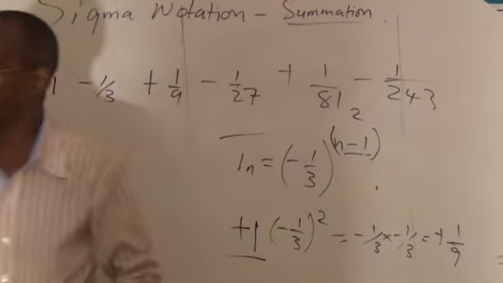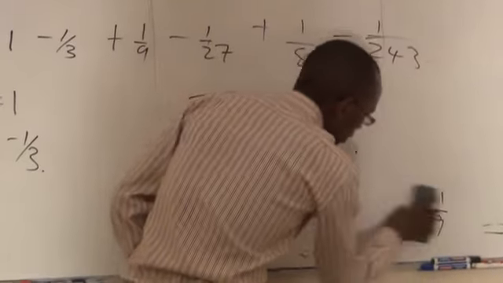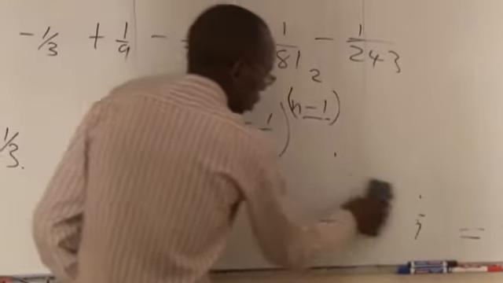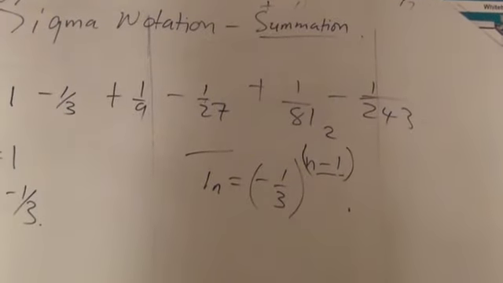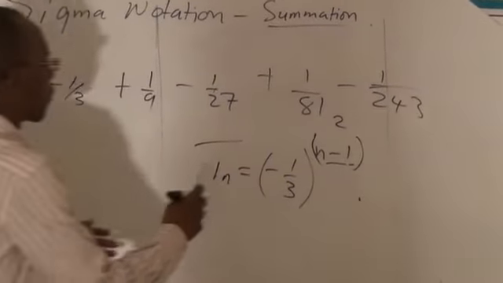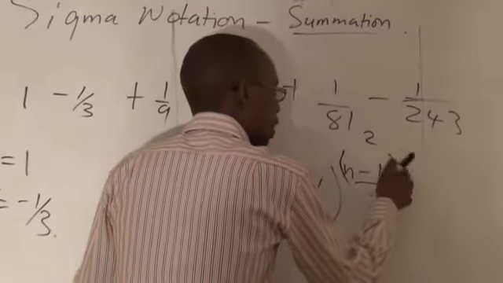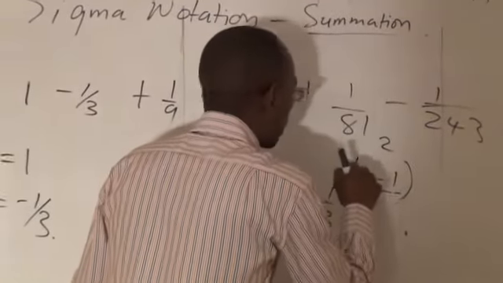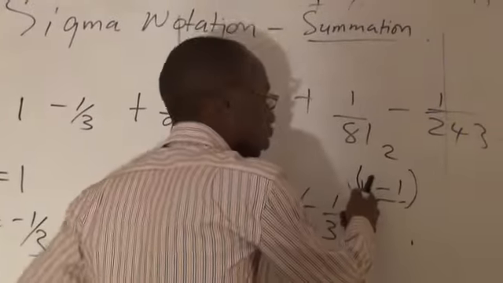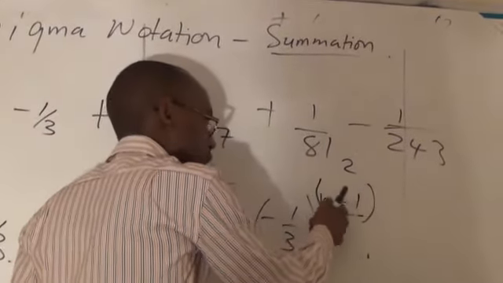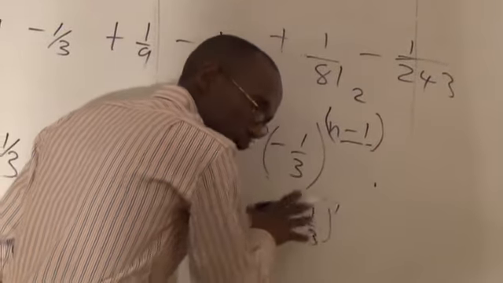But when our power is going to be odd, by odd I mean 1, 3, 5, 7. If I've got a power 1 here, so n minus 1 equal to 1, when is that possible? If n equal to 2, then 2 minus 1 actually gives me 1. Then I'll be left with minus 1 over 3 to the power 1, which is minus 1 over 3.